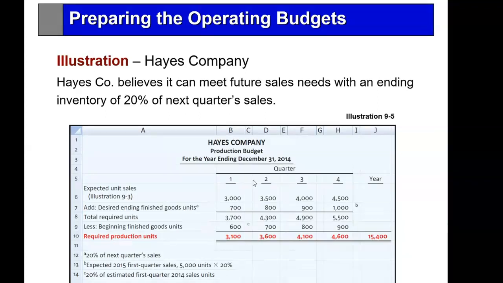All right. So I start off the first quarter here. From the sales budget, we need 3,000. All right. We need 3,500 in the second quarter for sales. Now, management says in quarter one, I must have 20% of what I need in quarter two to meet the sales.